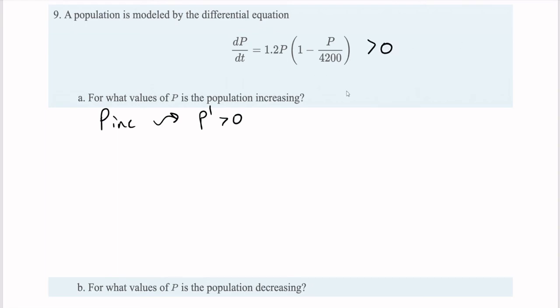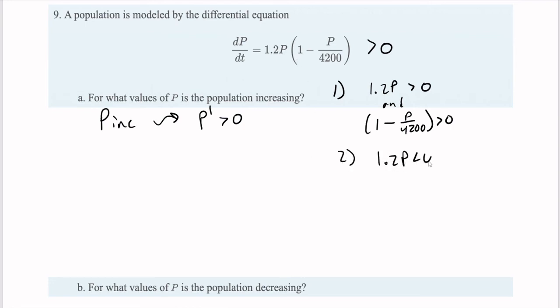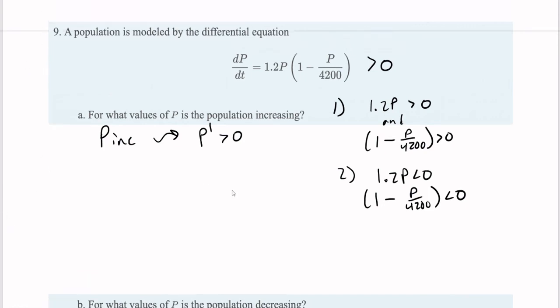Okay, well, it's being multiplied, so that's pretty easy. What are the two options? Option number 1, 1.2p is bigger than 0, and 1 minus p over 4,200 is also bigger than 0. I need to multiply these two numbers and they're both positive, or they're both negative. Option 2, 1 minus p over 4,200 is also negative. Okay. One of these is complete baloney, and you need to throw it out immediately. Take a couple seconds to think about this.